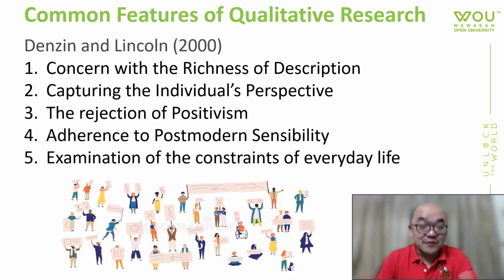So according to Denzin and Lincoln, qualitative research examines that by taking into account different people's experiences. You talk to different people about the topic of your interest, and each person you talk to would have a different life experience, and their life experience would become a lens for how they experience a particular phenomenon. That allows you to examine the constraint of everyday life, or how life experience actually shapes one's experience and perception of things, or how they experience it.